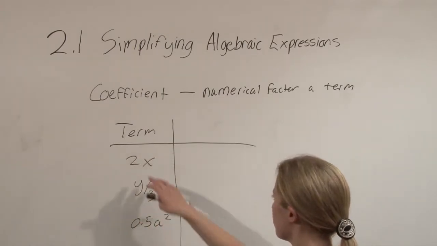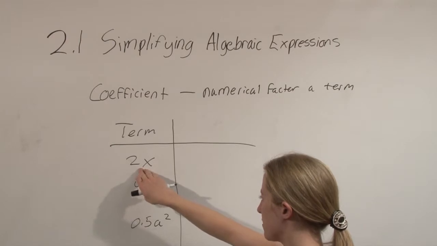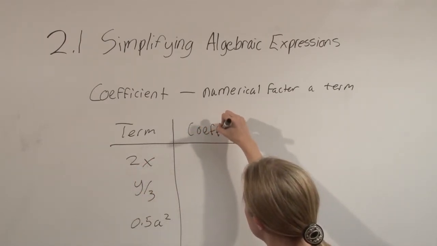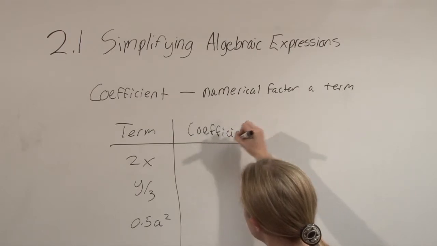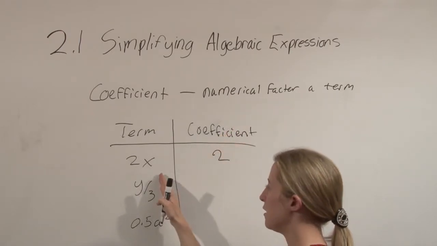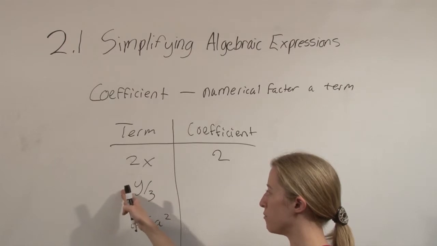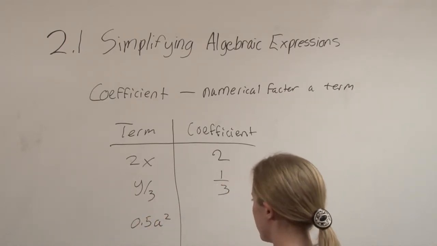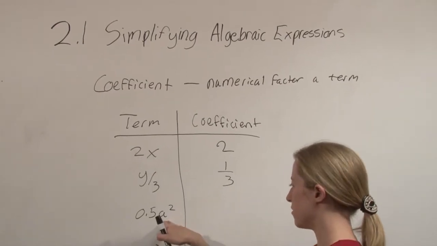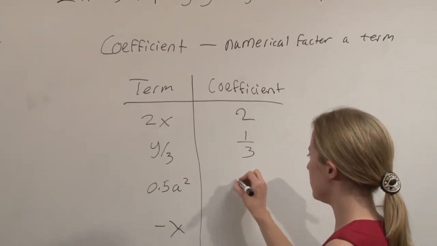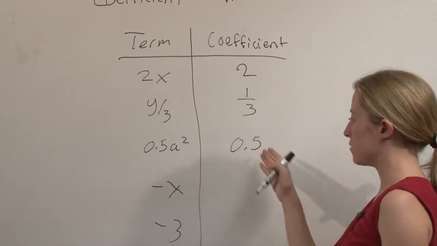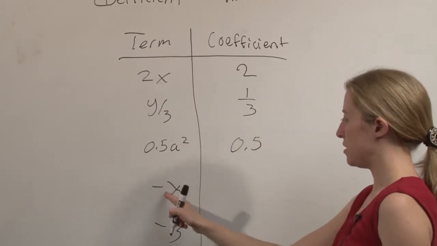So the number that I could factor out of this term is 2. So its coefficient is 2. Now if I wanted to factor out a number from y over 3, that number is going to be 1/3. So that's its coefficient. For 0.5a squared, the coefficient would be 0.5. So coefficients can be fractions or decimals. They can also be negative numbers.